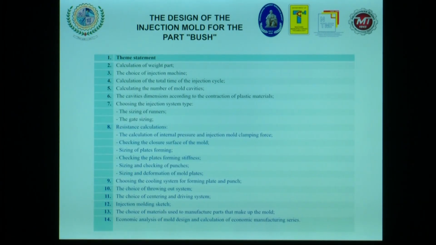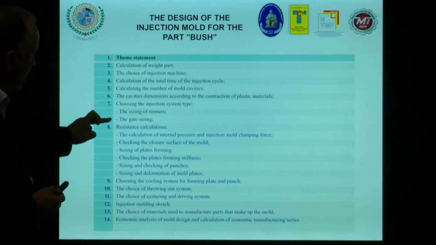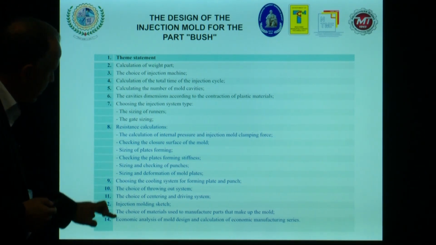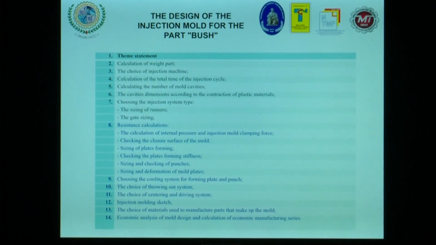Okay, 2 days ago I presented some steps on how to design the injection molding. We already presented the calculation of the part weight, choice of the injection molding machine, total time cycle, number of mold cavities, cavity dimensions according to shrinkage, and so on. Now let's see the other steps, with a little bit of discussion for the next one.